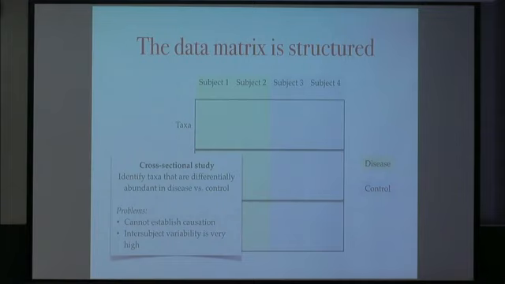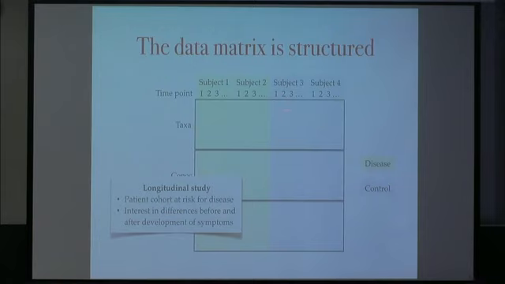A problem with cross-sectional studies is that they cannot establish causation, and also there's a lot of inter-subject variability. And so usually studies are designed in a longitudinal way, so for each subject we collect more than one time point. The way longitudinal studies are designed is very important. If you're interested in studying a disease like diabetes, you'll take a group of patients that are at high risk of developing the disease, and then you'll have patients that eventually develop the disease and patients that remain healthy.